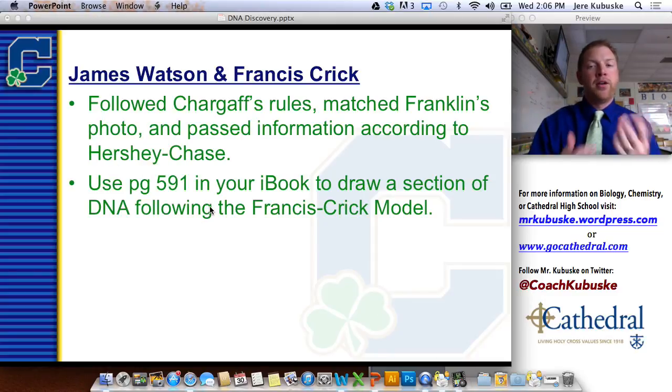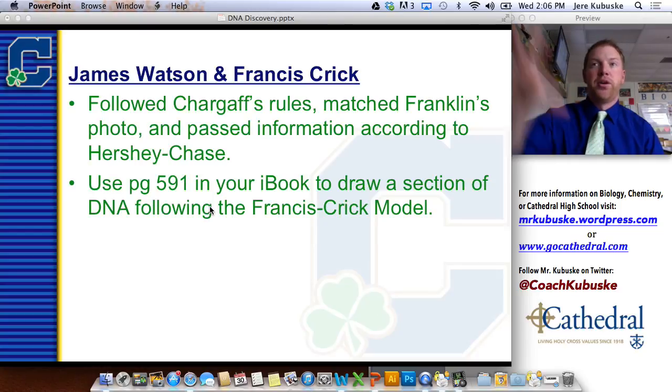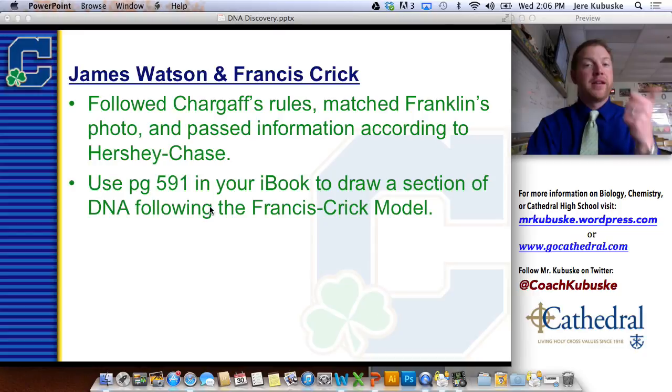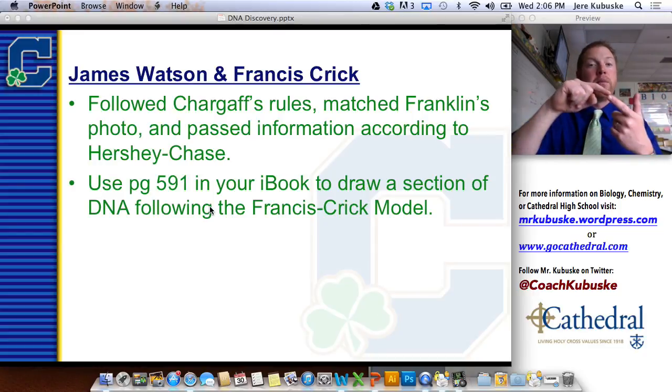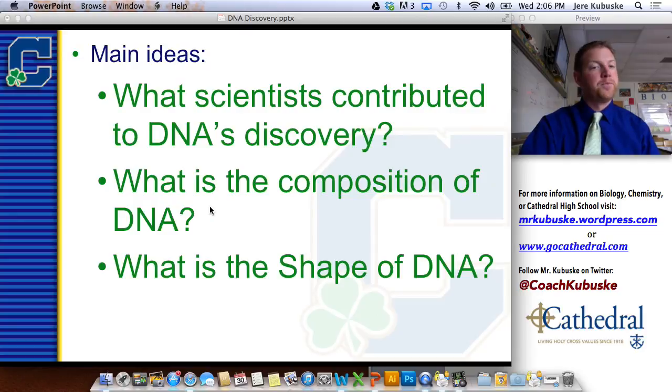The final simple drawing of a DNA molecule can be found on page 591 if you're using the Pearson iBook. I would suggest, if I'm doing these on Notability, to copy that picture and paste it into my notes so I have it. And if it's not labeled, please make sure you label it: sugars, phosphates, and bases. Then label the bases, adenine, guanine, cytosine, thymine, and put whether they have 2 hydrogen bonds or 3 hydrogen bonds.